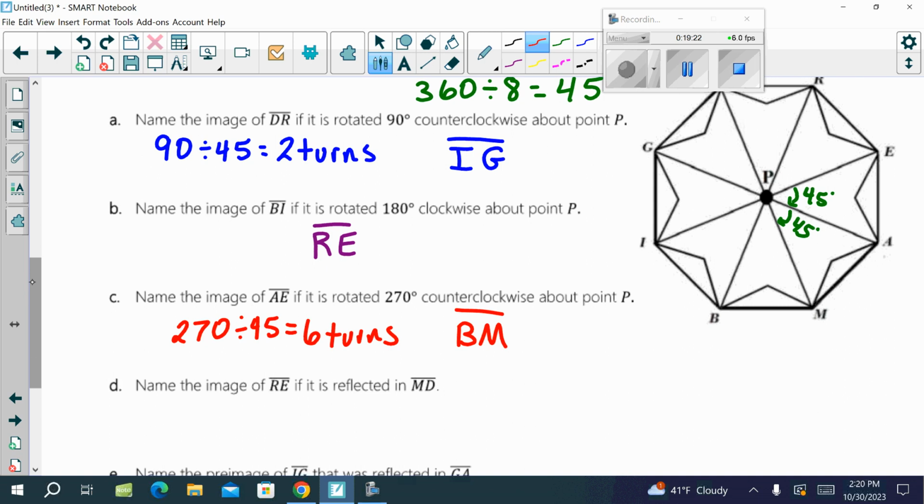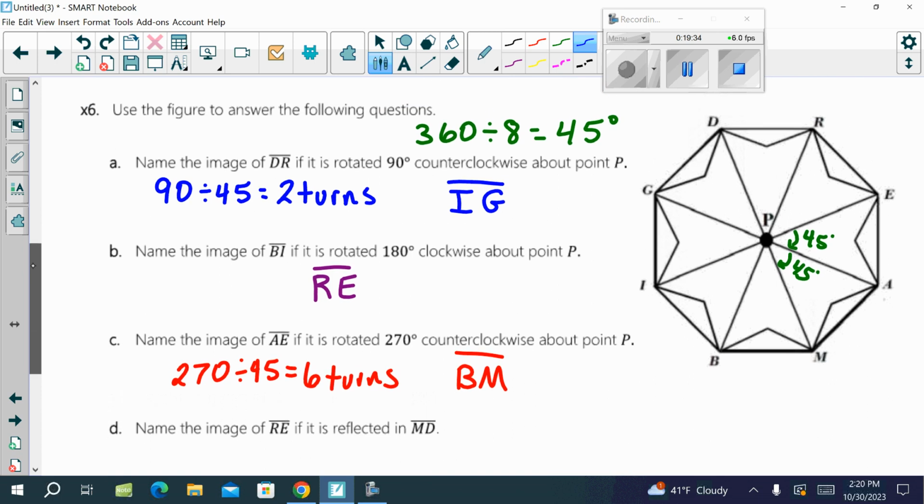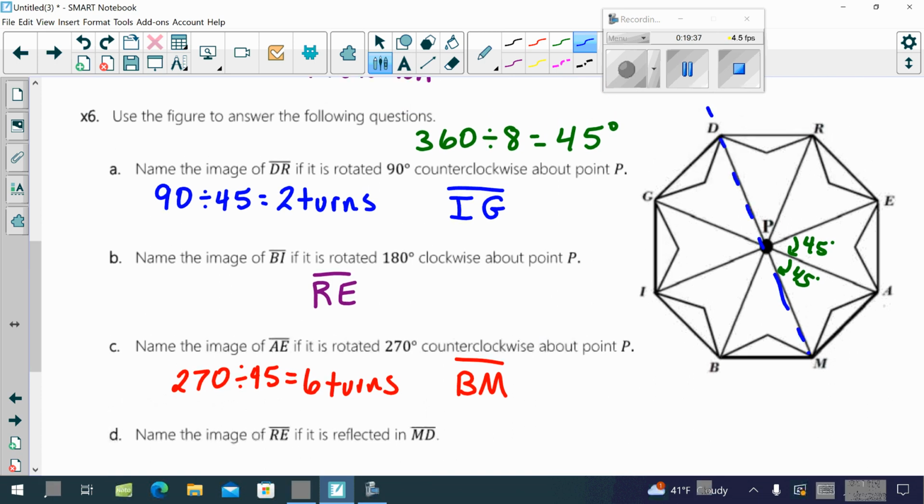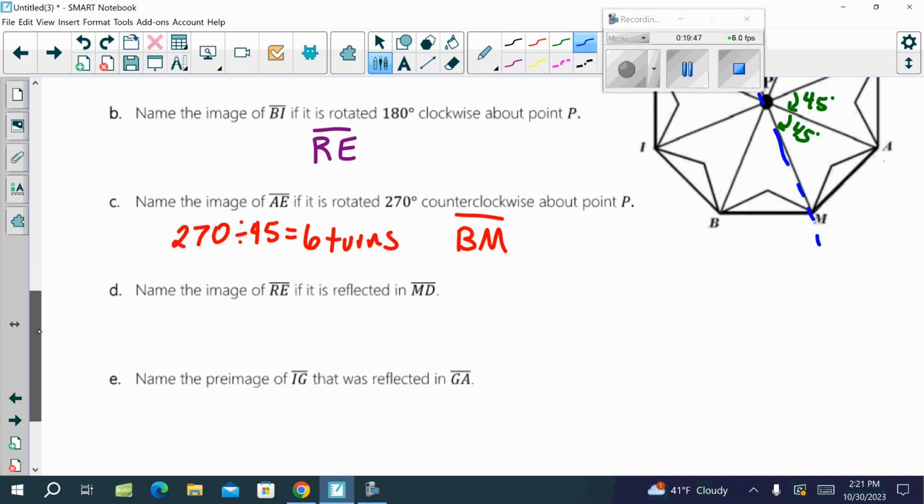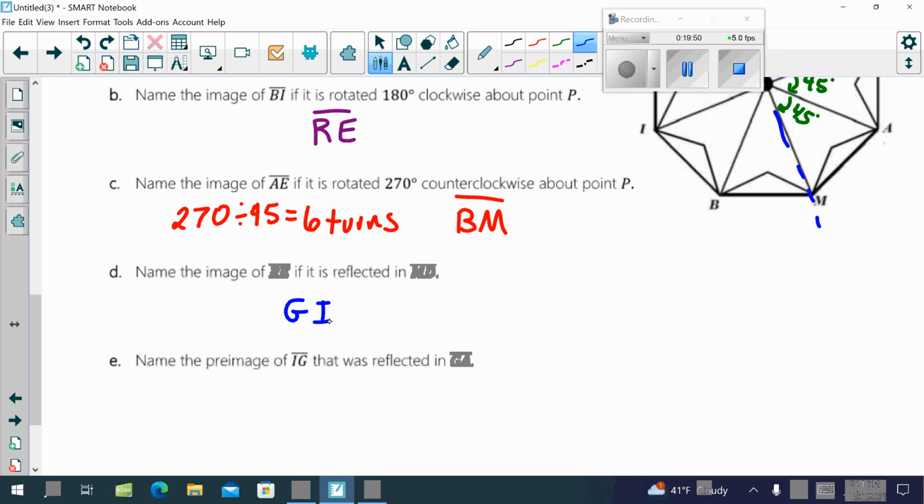All right. Name the image of RE if it's reflected over MD. So if we make a line of reflection at ME and we want to put RE on the other side, where's it at? GI. Very good.